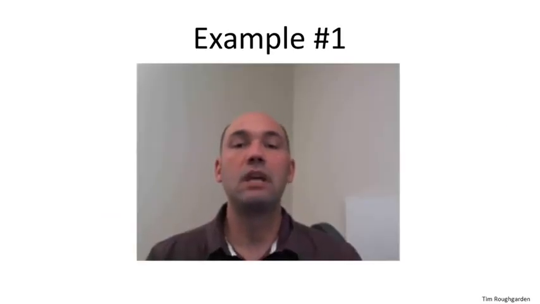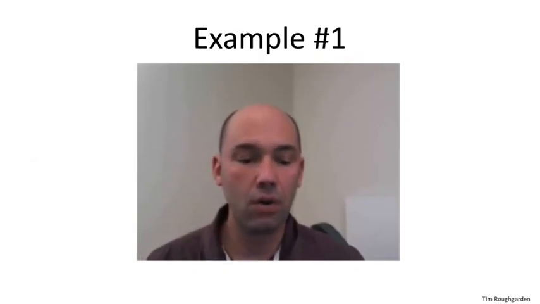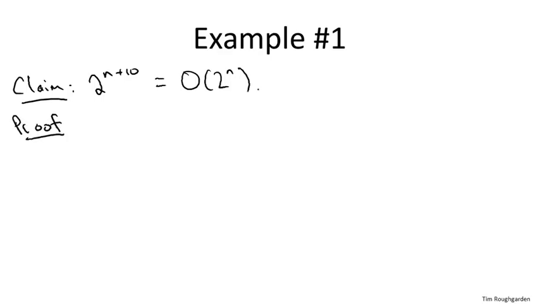So the point of this first example is to show how to formally prove that one function is big O of another. So the function that I want to work with is 2 raised to the n plus 10. Okay, so it's the 2 to the n function that you're all familiar with. I'm going to shift it by 10. And the claim is that this function is big O of 2 to the n. So without the 10. So how would one prove such a claim?